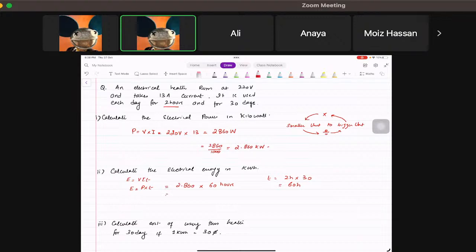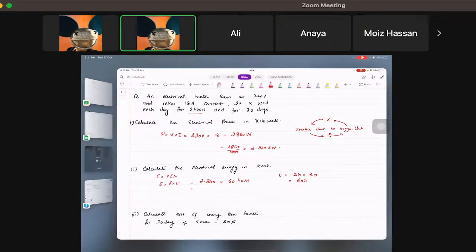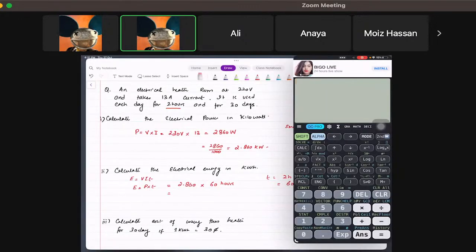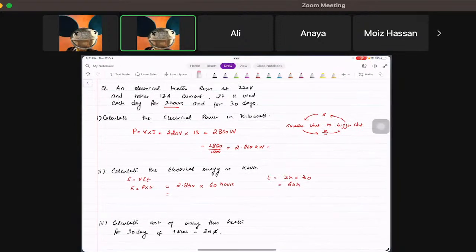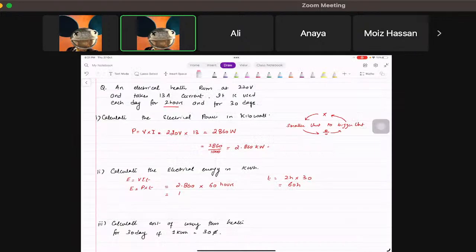So then we use our calculator. Okay, where is your calculator? I don't know. Okay, wait. That's not fair. Okay, so for using this, we're going to say 2.860 times 60. So basically, I have used it as almost 171.6 kilowatt hour. So this is the total energy. Remember, this is the energy unit and you need to multiply the time in hours.